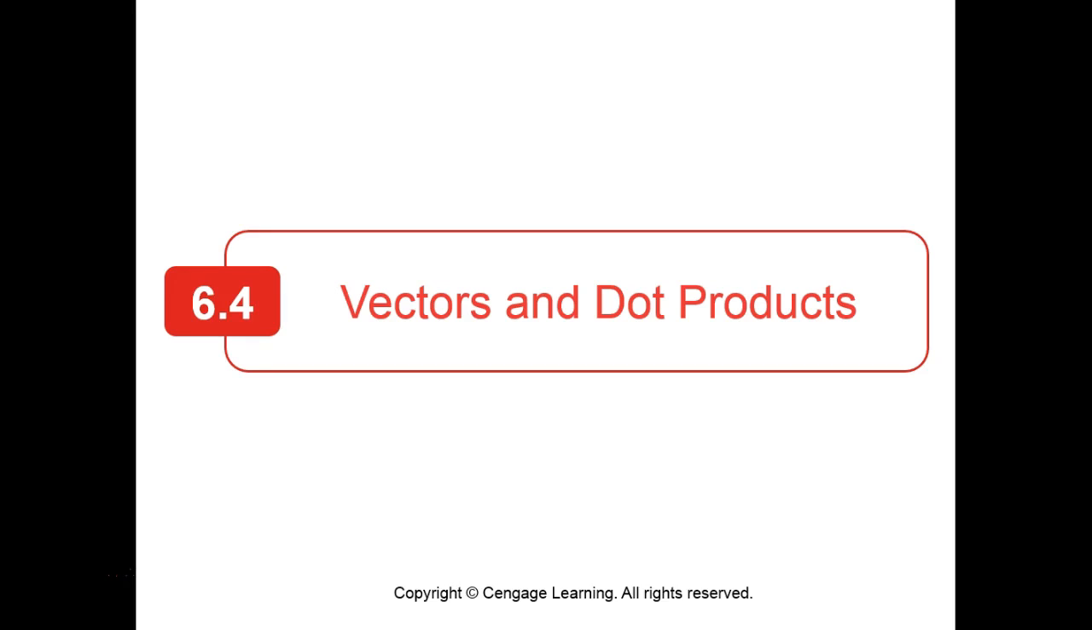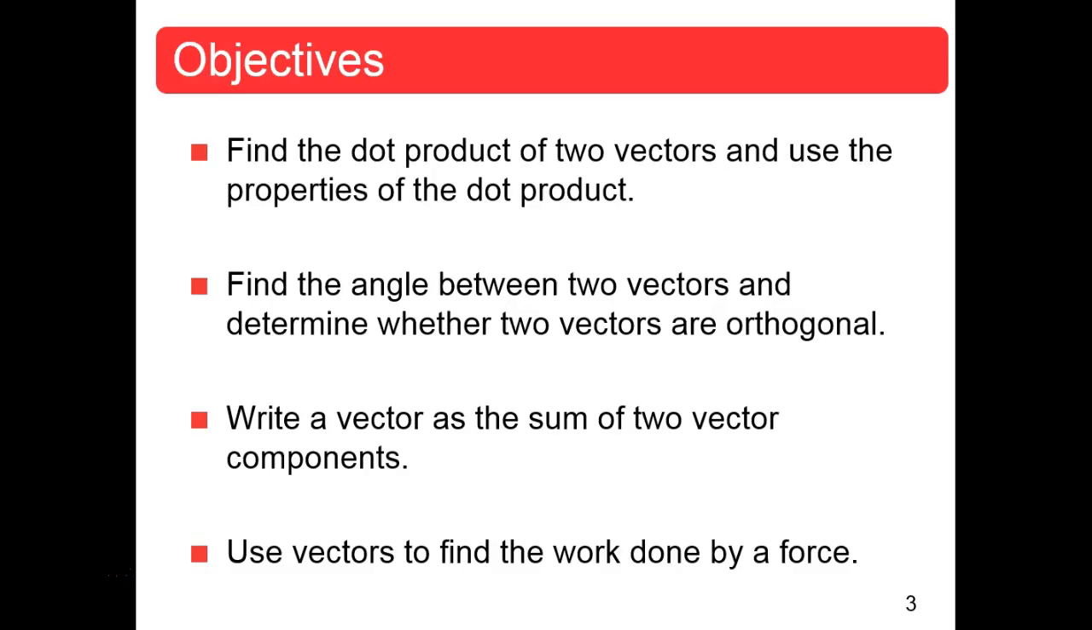We're going to first talk about dot products. We'll find the dot product of two vectors and use the properties of the dot product. First, we've got to define what that is. We'll find the angle between two vectors to determine whether the two vectors are orthogonal, meaning perpendicular, meaning at right angles. All those mean the same thing. Another one is normal to each other. That means the same thing.